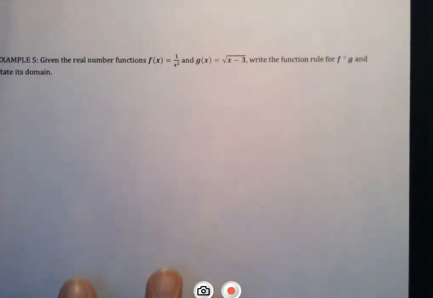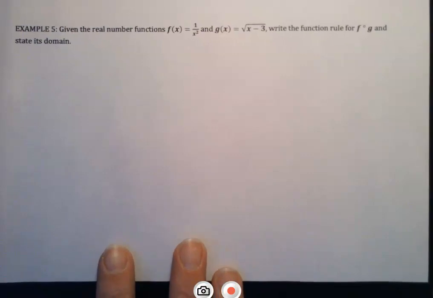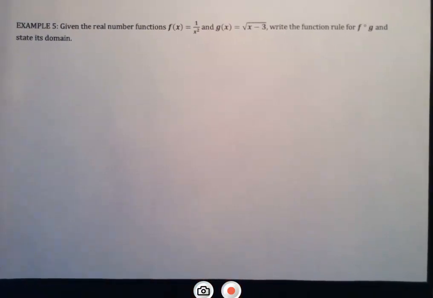All right, so then example 5. We're going back to, given the real number functions, f of x equals 1 over x squared, and g of x equals the square root of x minus 3, write the function rule for f of g and state its domain. Okay, so remember, what does f of g look like? F of g of x. It does kind of look like a headache. I can't deny that.